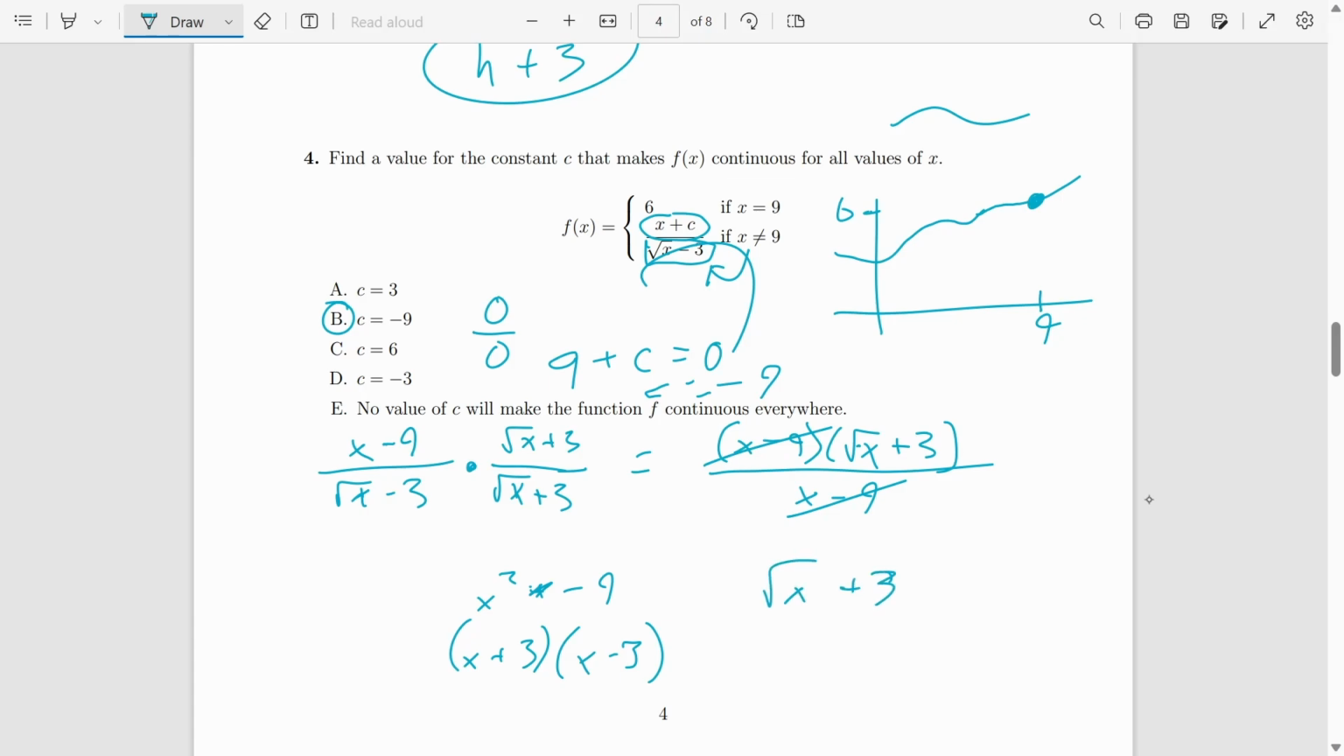And if we plug in 9 for this, we get square root of 9 plus 3, which is 6. And that's exactly what we want. It's 6, which is what x was defined at in the original function. So we know we did that right. C must equal negative 9 for this function to be continuous.